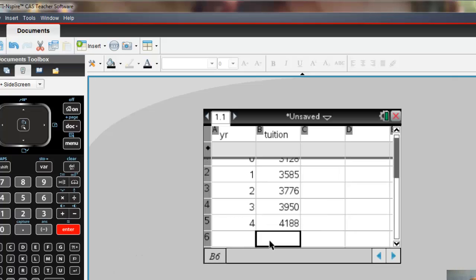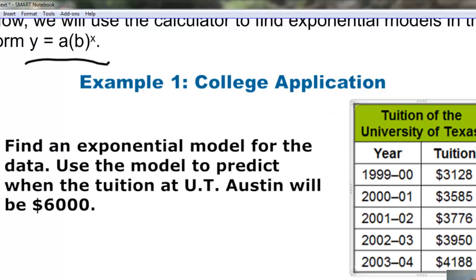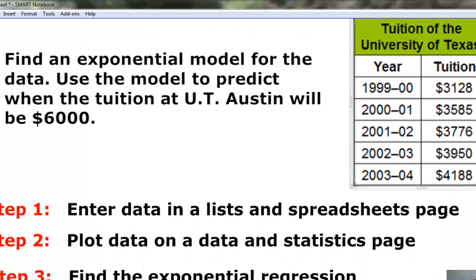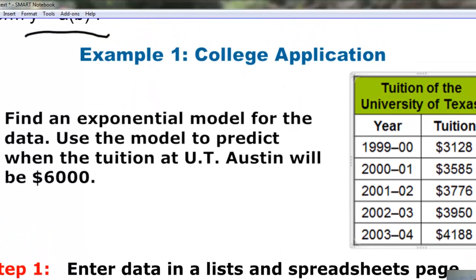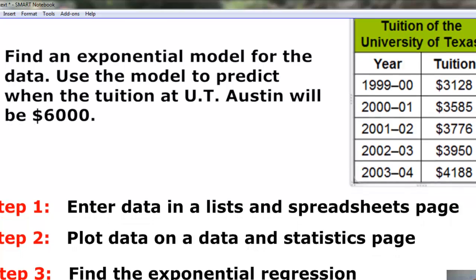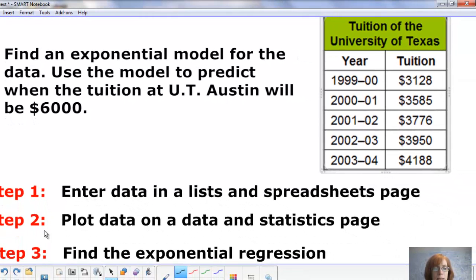All right, make sure that you push enter after that last piece of data to get that into your table. So now that we have that, what are the next steps? So we entered the data in a list and spreadsheet page. That was step 1. Step 2 is to plot the data on a data and statistics page.